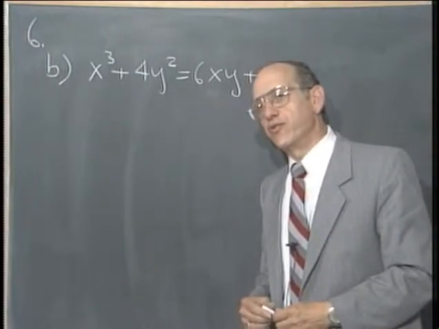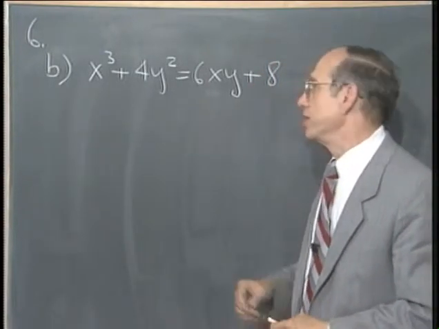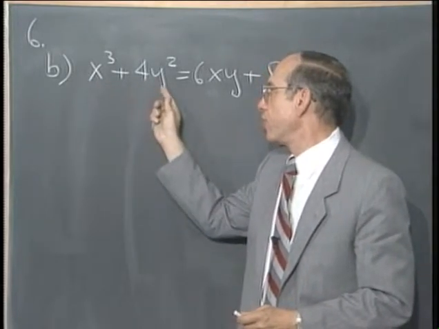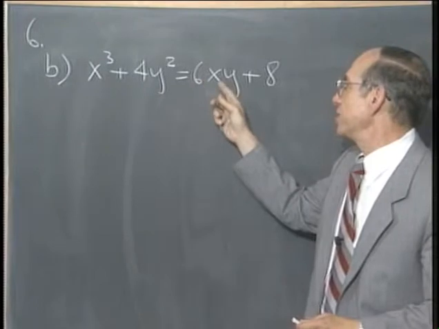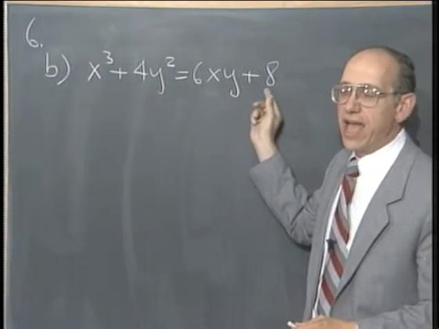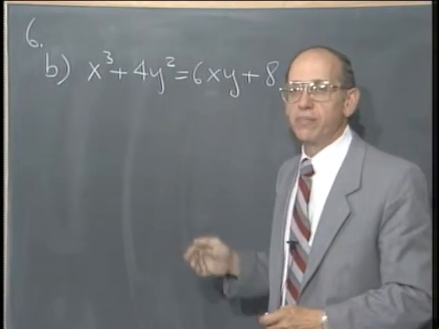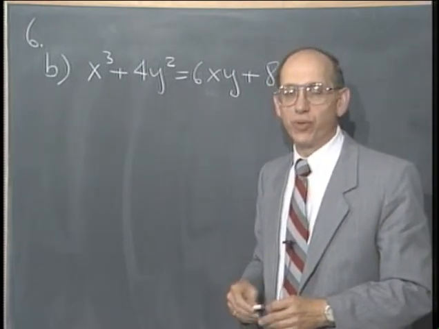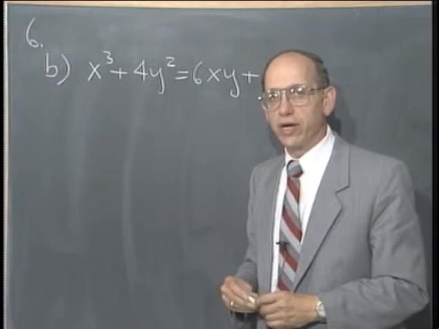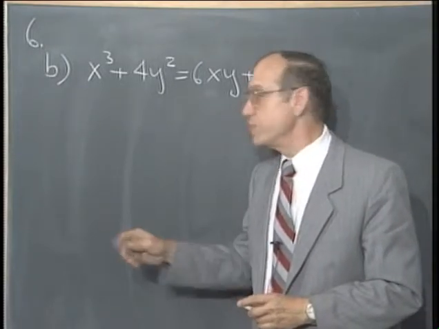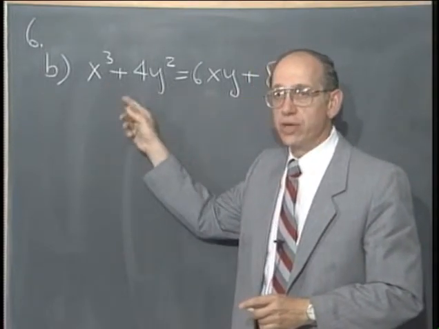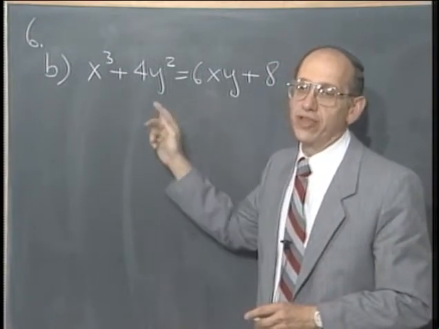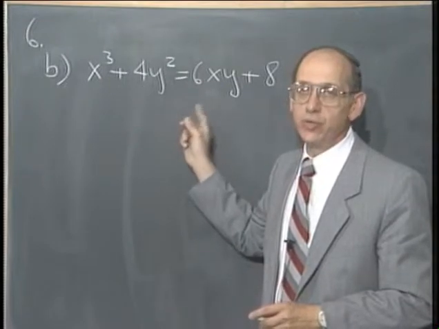6b, we're asked to find the equation of the tangent line to the curve defined by the equation x cubed plus 4y squared equals 6xy plus 8 at the point with coordinates (-2, 1). Now actually you should verify that the point (-2, 1) really lies on the curve. That is, you should substitute x equals -2 and y equals 1 into this equation and see that the equation is true. I'll let you do that.